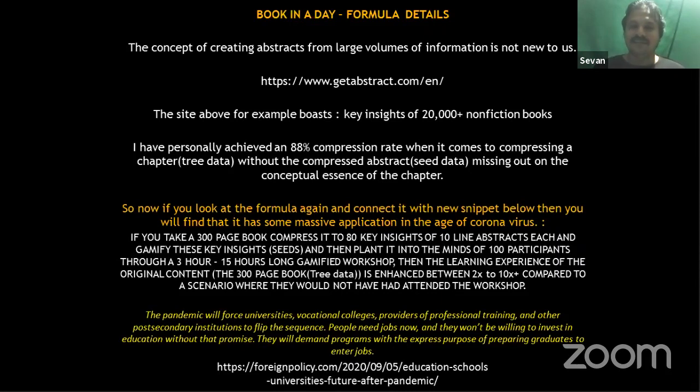compared to a scenario where they would not have attended the workshop. Which means if you take a book and compress it to 80 key insights, let's say the book has about 20 chapters, and each chapter has about 4 insights, which are really the core concepts of the book. So we get 80 key concepts. We've reduced that 300-page book into 80 key concepts of 10-line abstracts, meaning each is explained in 10 lines.